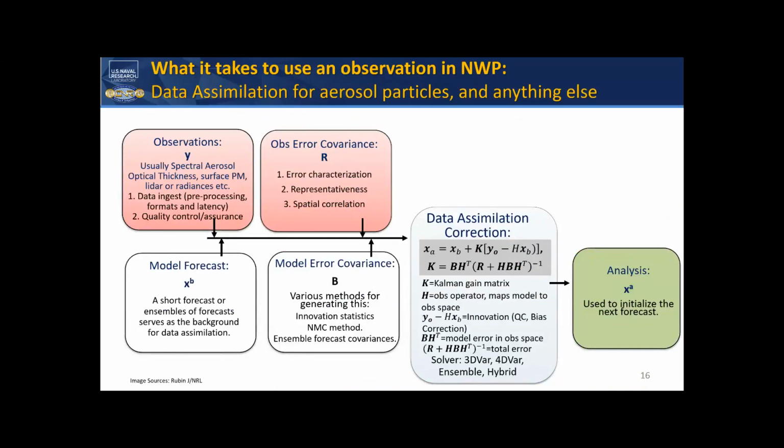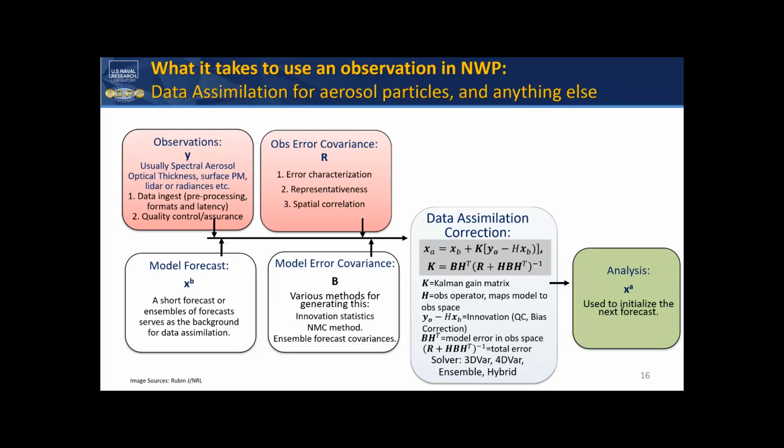So what does it take to get an observation into numerical weather prediction? Well, this is the process of data assimilation. At the simplest level, data assimilation is an error-weighted mean between the model and your observations. You start on the upper left with observations, y. Typically we'll use what's called aerosol optical thickness, an integrated optical measurement of how many aerosol particles are in the atmosphere. But you can also assimilate surface PM, LiDAR data, and radiances, and we ingest the data by doing pre-processing, getting it all into the same sort of file.